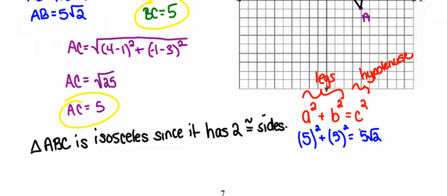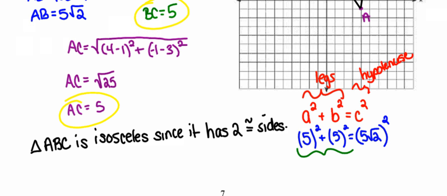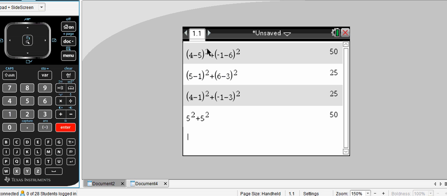Since I want to square the whole length of the hypotenuse, I'm going to wrap parentheses around all of 5 root 2, and I'm going to square it. This I'm just going to plug into my calculator. I'm going to type in 5 squared plus 5 squared and see what that's equal to. So when I evaluate the left side of my equation, my calculator tells me that this sum here is 50. I'm going to do the same thing for the right side.